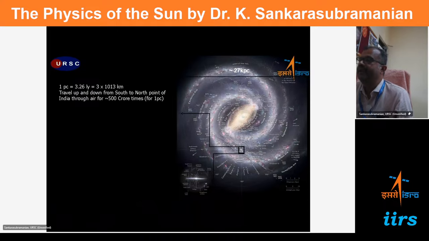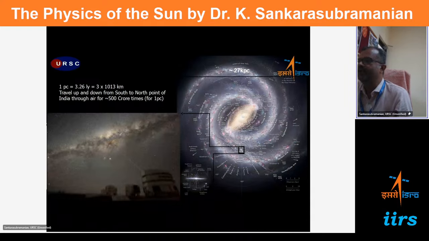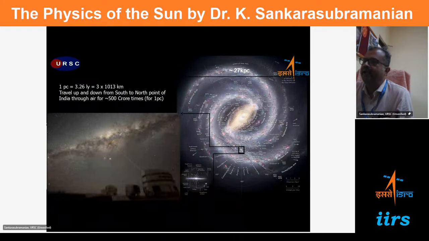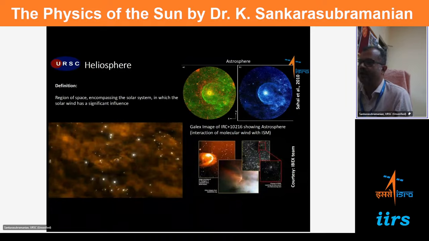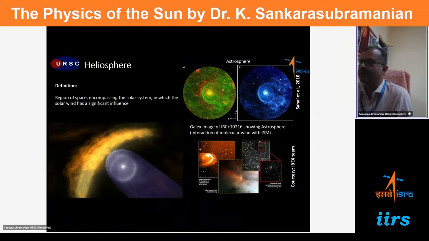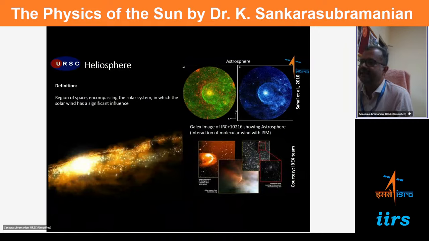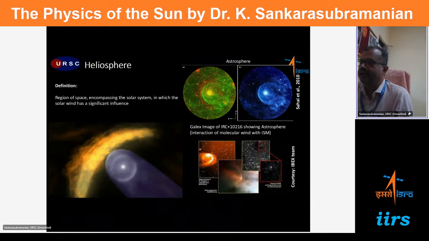And our solar system, the place where we live, is a very small portion of that whole galaxy. What you see on the left-hand side is the Milky Way galaxy observed from ground-based telescopes. We live in this particular part of the galaxy, and we also call this a heliosphere. I just want to explain what a heliosphere is. The movie on the left shows a kind of mimic of a heliosphere inside the galaxy. You have a cocoon, which is shown now. That is what we call a heliosphere.